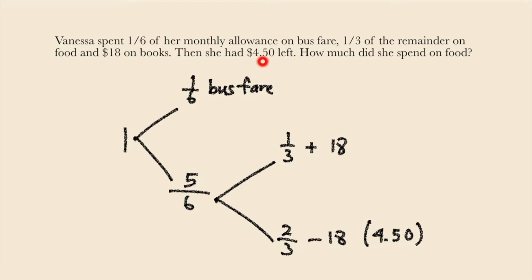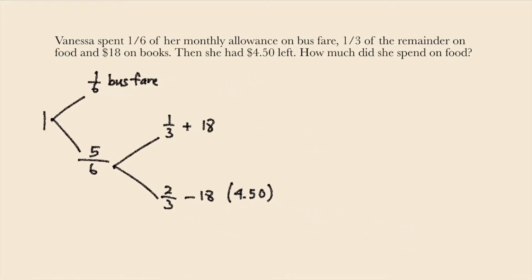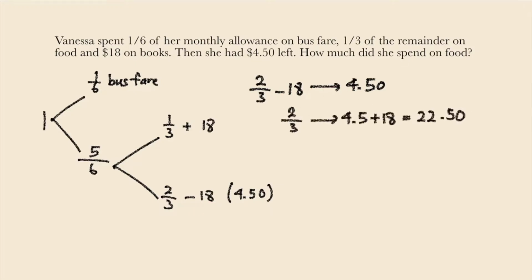We are next told that this is $4.50 right here. So at this point, we will form an equation. So 2/3 minus 18 equals $4.50. Bring the negative 18 to the right side, which means that's a plus 18. Next, 2 units represent $22.50.